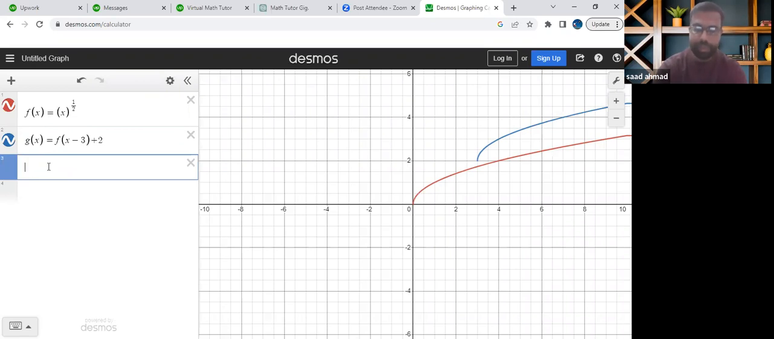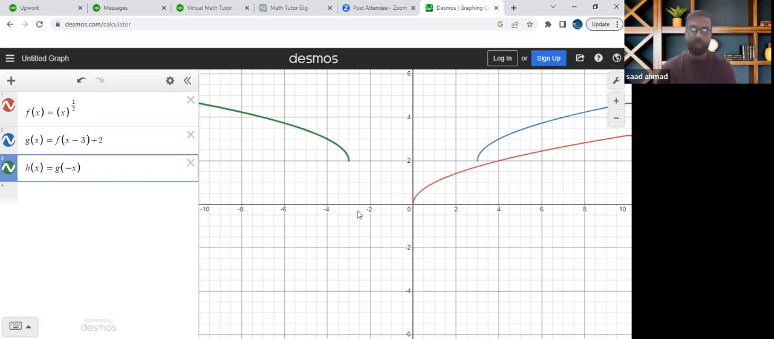Now a new function h of x is equal to the reflection of the function g of x across the x-axis. See, like this. If we want to reflect it across the y-axis, then we put the negative inside. You see, it's reflected across the y-axis.